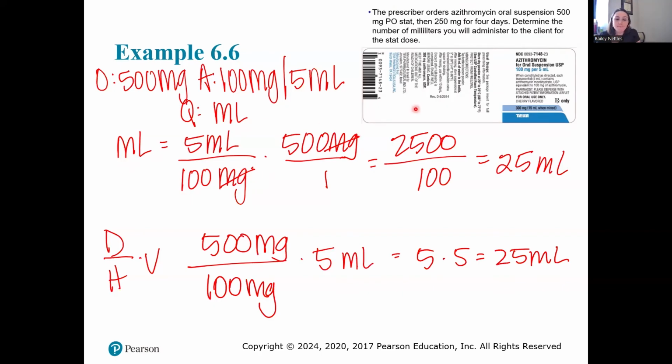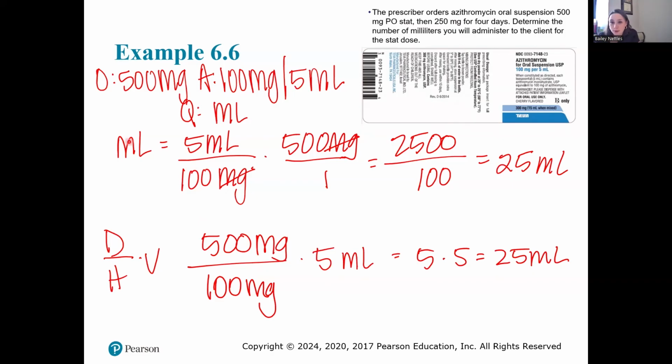I cross them out because they cross each other out. I don't need this 250. I don't need this 9. I don't need any other numbers. I've used all the numbers that I need to use. I'm left with the measurement that I want because they all cross out.